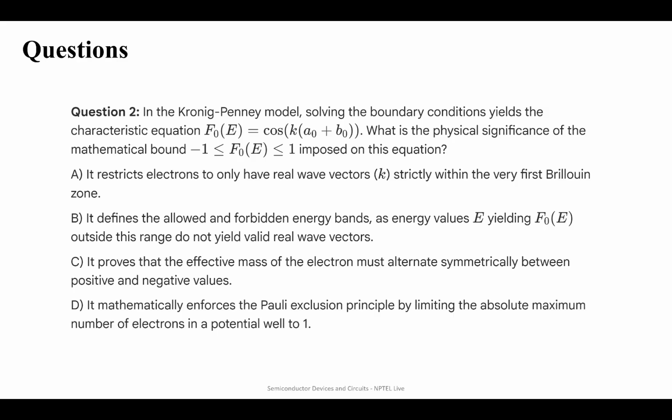Option A. It restricts electrons to only have real wave vectors k strictly within the very first Brillouin zone. Option B. It defines the allowed and forbidden energy bands, as energy values E yielding f naught E outside this range do not yield valid real wave vectors. Option C. It proves that the effective mass of the electron must alternate symmetrically between positive and negative values. Option D. It mathematically enforces the Pauli exclusion principle by limiting the absolute maximum number of electrons in a potential well to 1.